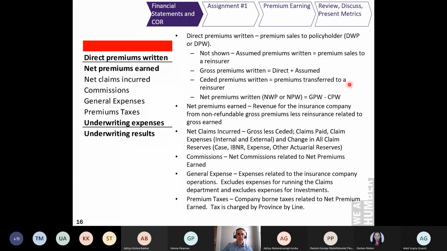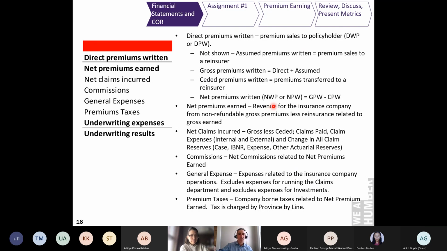The important part is that direct premium plus assumed is your gross, less the ceded is your net premiums written. The acronyms we use for written premiums are DWP for direct written premium, CWP for ceded written premium, and NWP for net written premium. I'll highlight that some insurance companies flip the P and the W and might use the acronym NPW versus NWP.